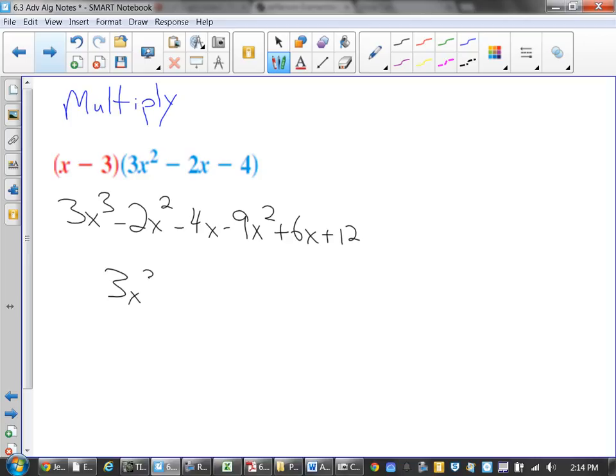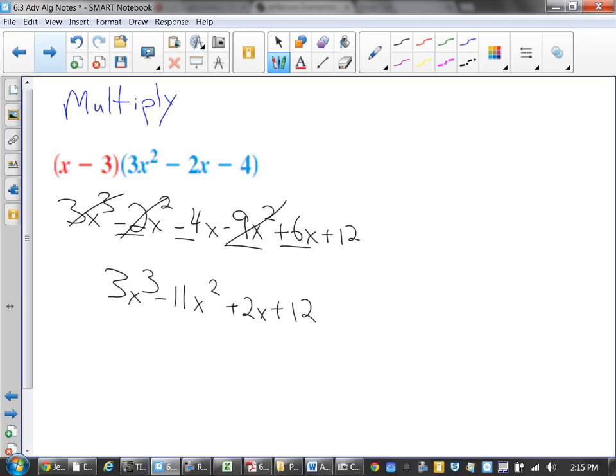3x cubed. I cross it off because there's nothing else to go with it. My next degree is squared, so I underline my two terms that are squared. -2 and -9 is -11. I cross them off because I'm done with them. -4 and 6. And there's my answer.